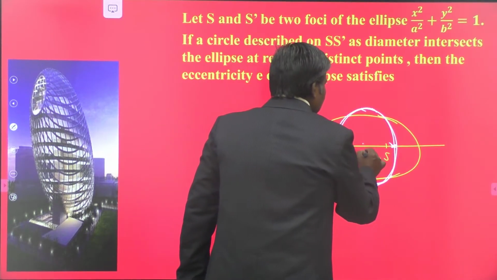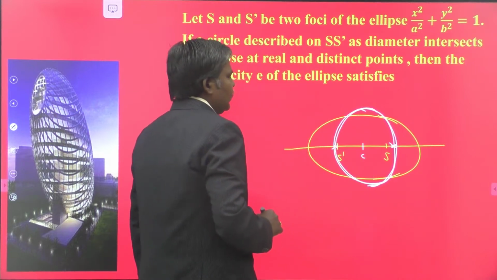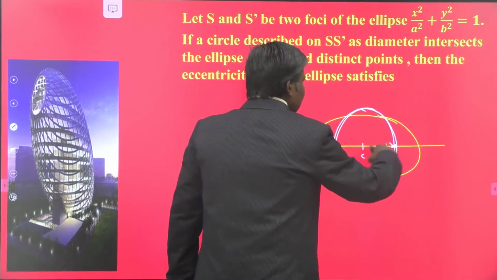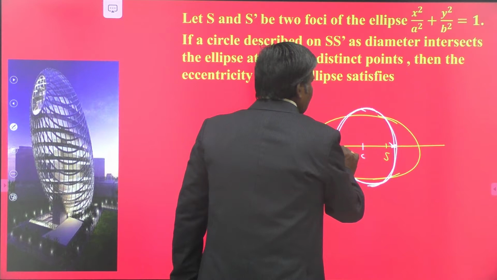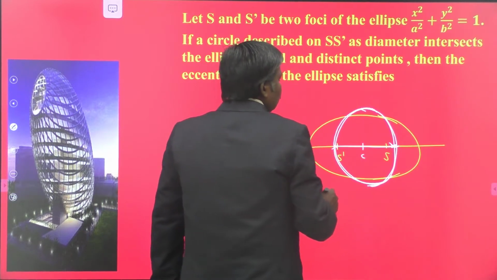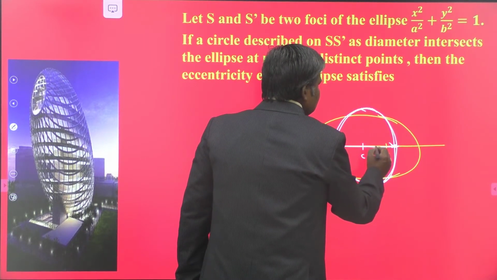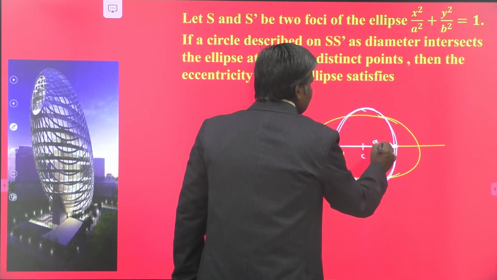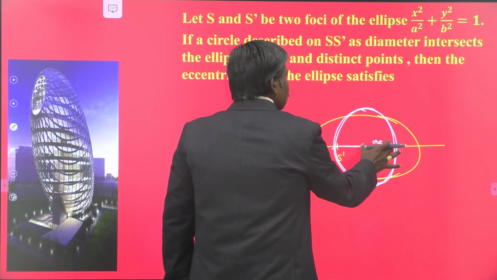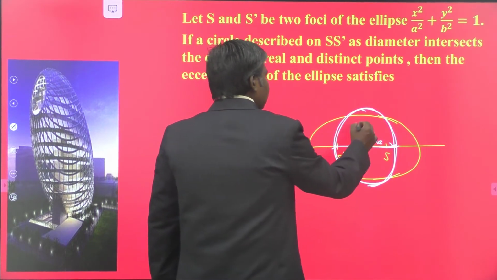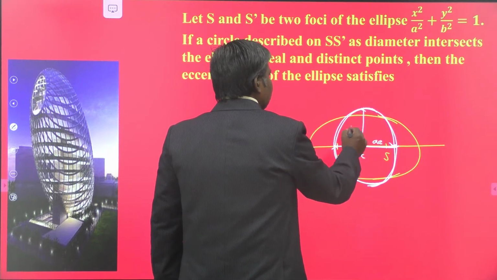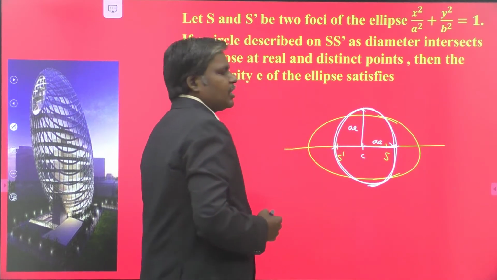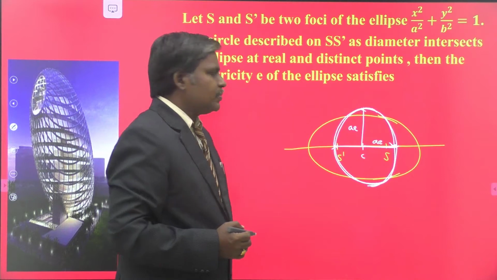So this is the center of the ellipse. This is also the center of the circle because SS dash is your diameter. Now, what is the distance from C to S? The distance from C to S is AE. So this is the radius of your circle. Therefore, this is also the radius of your circle, AE. The radius is always fixed.